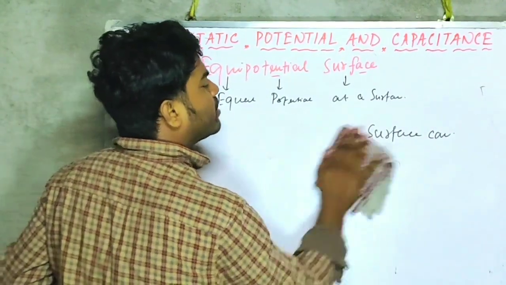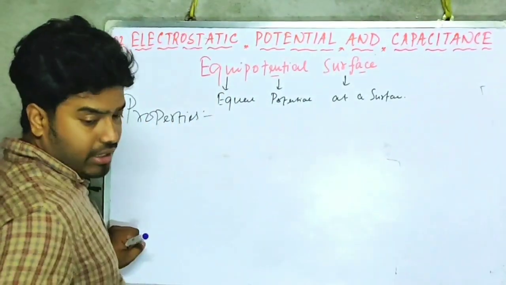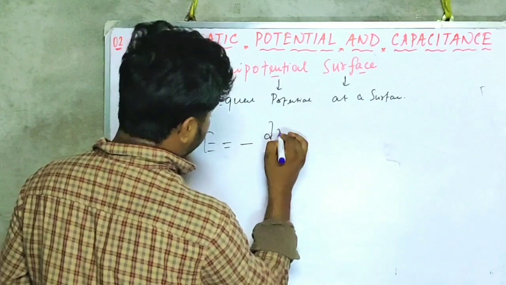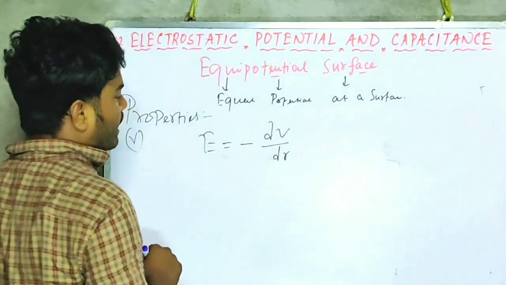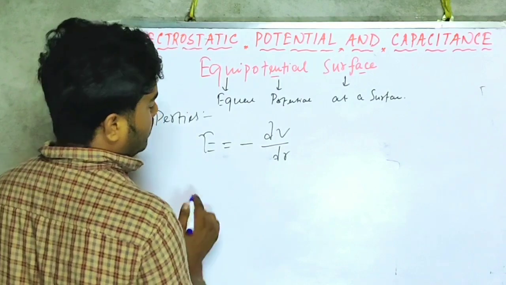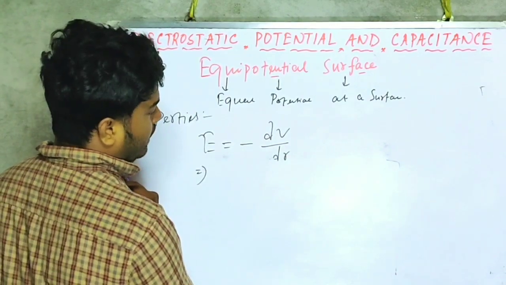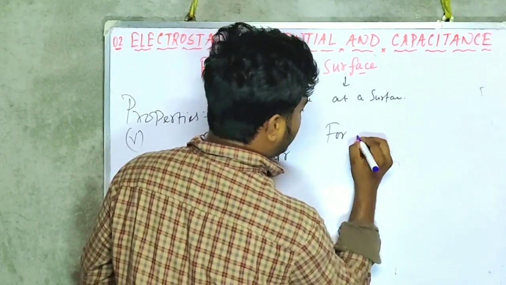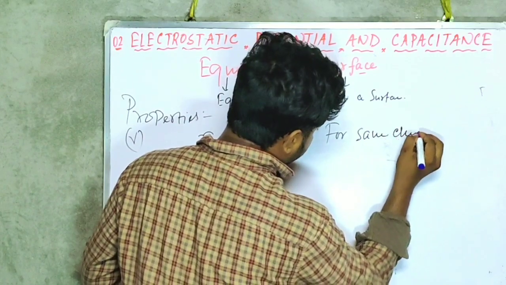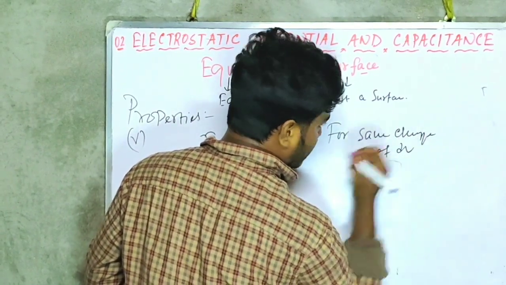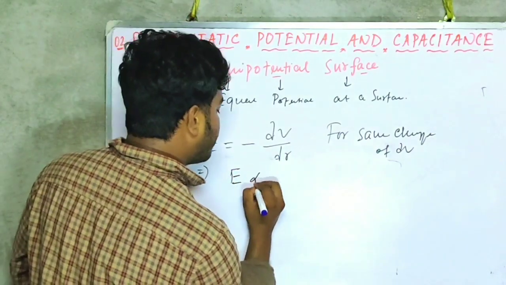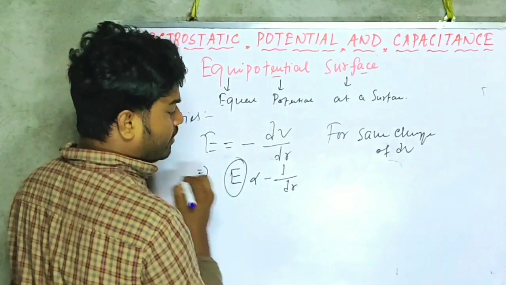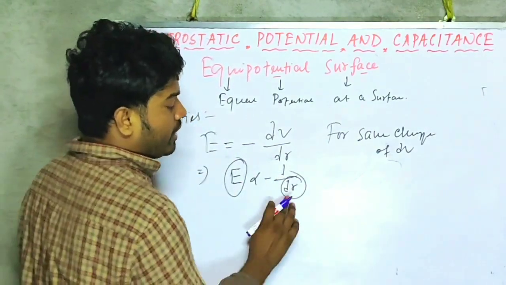In the previous class we discussed the relation between electric field and electric potential, that is E equal to minus dV by dr. From here you can say, for the same change of dV, E is proportional to minus 1 by dr. That means the electric field is inversely proportional to distance.